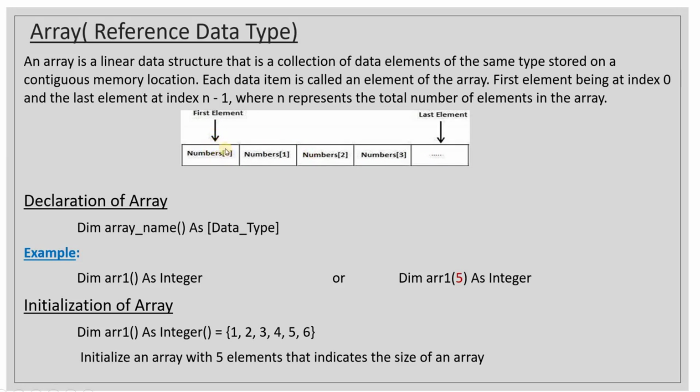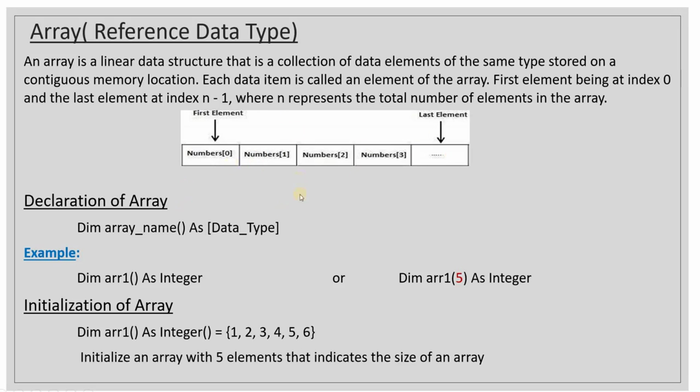The same type of data is stored in an array. It means if the first element is a number, then the second element is also a number. If the first element is a character, then the second element is also a character. The first element is at index 0, and the last element is at index n minus 1, where n represents the total number of elements in the array.